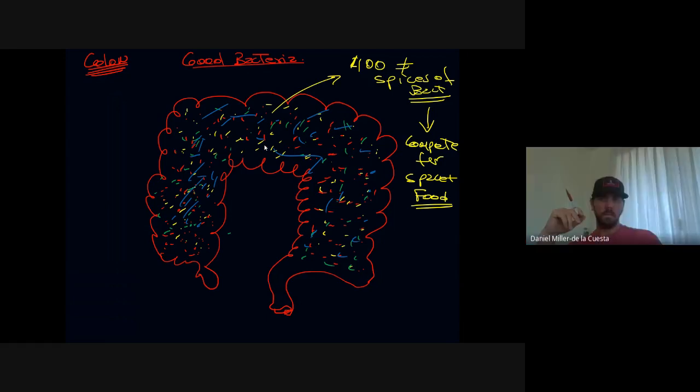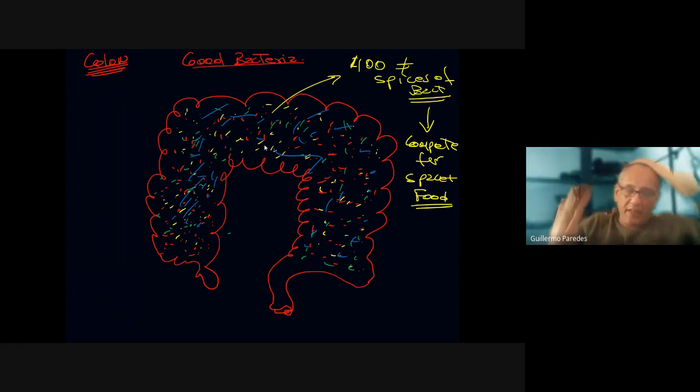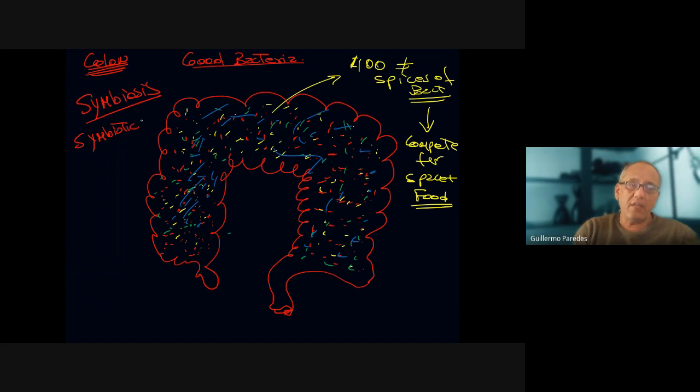Got it. Okay, everybody got it? Yes. Excellent. All right, but how and why do we have these guys in our colon? There is a word called symbiosis. You can say symbiotic activity. Just correct me if I pronounce it wrong, okay? What is symbiosis? Symbiosis is a mutual cooperation.